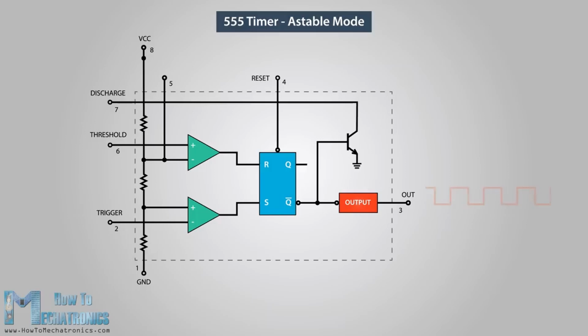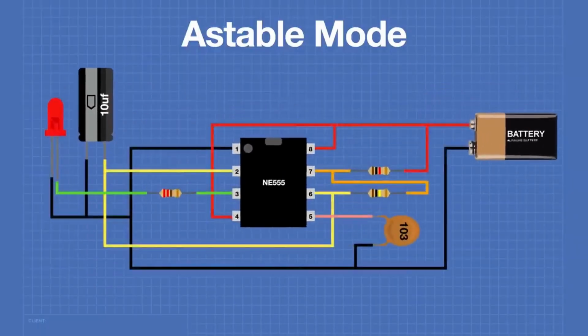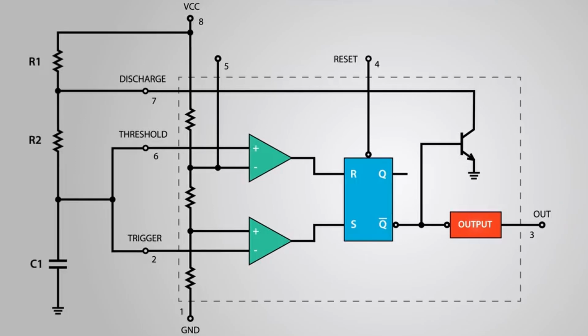In this mode, the IC becomes an oscillator, also called a free-running multivibrator. It doesn't have a stable state and continuously switches between high and low without the application of any external trigger. Here's an example circuit of the 555 timer operating in Astable mode. We only need 2 resistors and a capacitor. The trigger and threshold pins are connected to each other, so there is no need for an external trigger pulse.